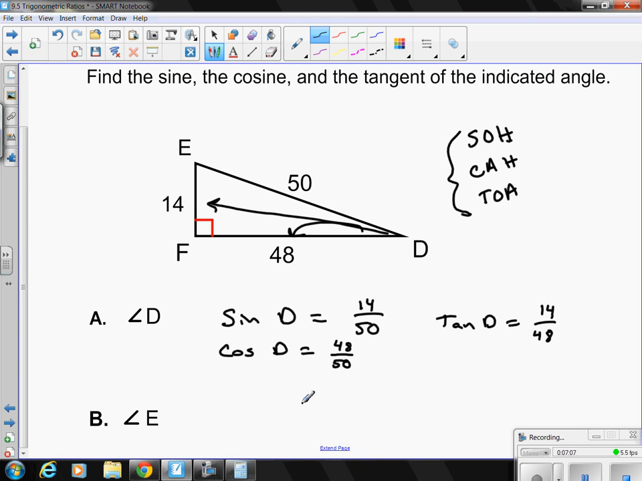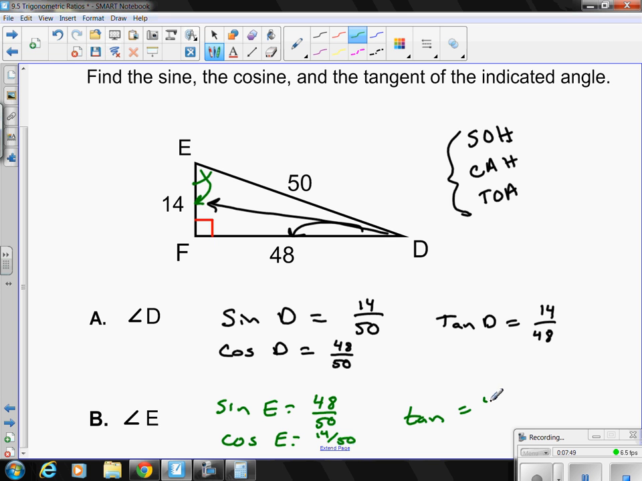Now, we're going to quickly do E because it's kind of interesting. The sine of angle E, from angle E, we're going opposite over hypotenuse. We get 48 over 50. The cosine of E, cosine is adjacent, the non-hypotenuse side, the side next to it that's not the hypotenuse, so 14 over the hypotenuse, 50.